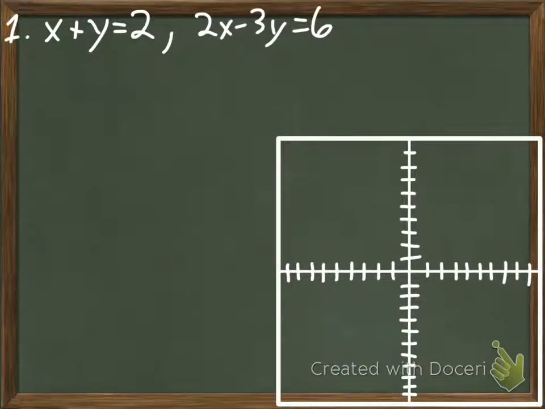Okay, so in your group, I want you to solve this linear system by graphing. Now you can either do it using x-intercepts, xy-intercepts, or you can change it to slope-intercept form. So go ahead, pause the video, and work through this in your group now.